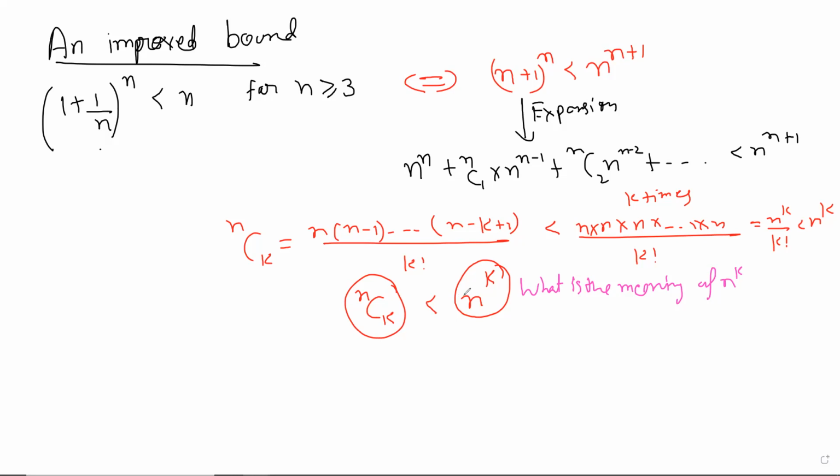Like n choose k, we know it is the number of ways to choose k people. And what about n to the power k? So it's like this is n into n. So can we think of a problem where n to the power k would be the solution?